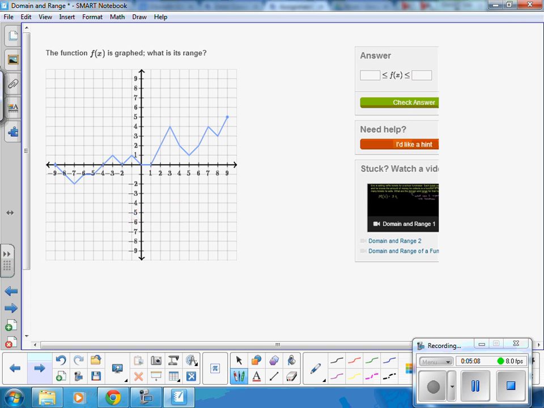Next one. This one again is asking range. The top is at 5. The bottom is at a -2. Remember, from here to here, our range is our up and down distance, and that goes from a -2 to 5. -2 to 5. That is our up and down, our range.